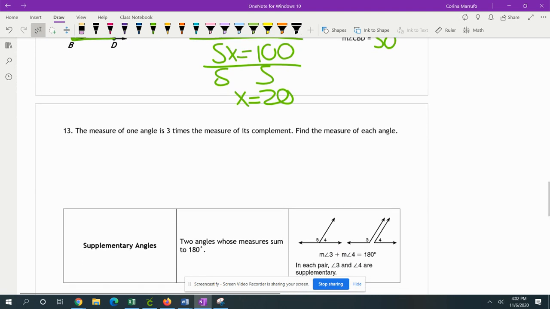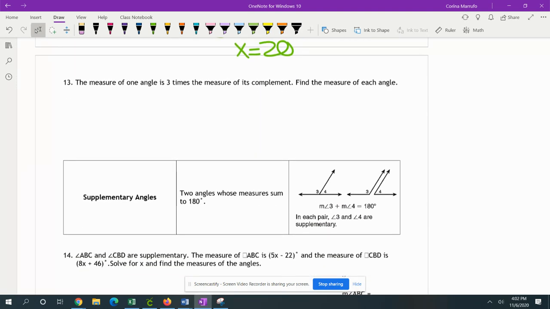All right, the next one. So here it says the measure of one angle is 3 times the measure of its complement. Okay, so I know it doesn't say complementary, but it says complement. So the way that I remember complement, you can make a 90 degrees out of it. So our complement means that they add up to 90.